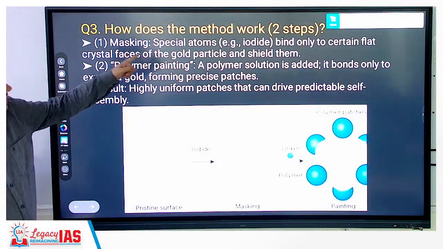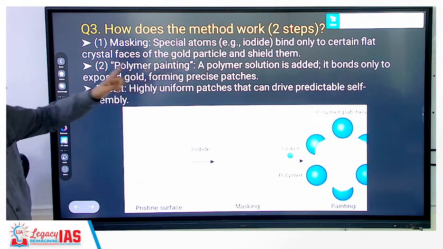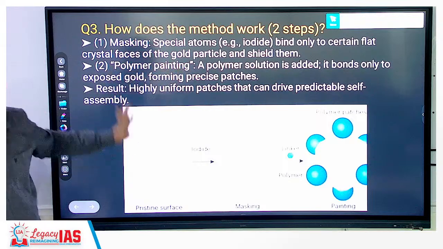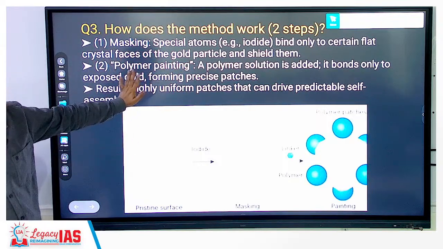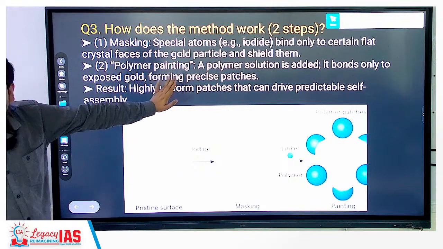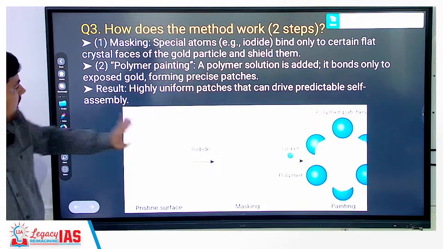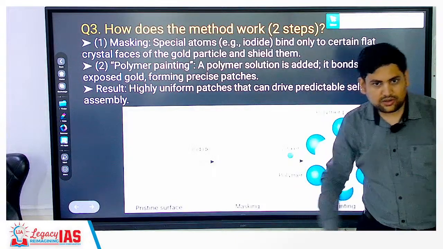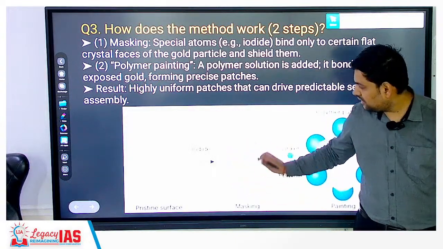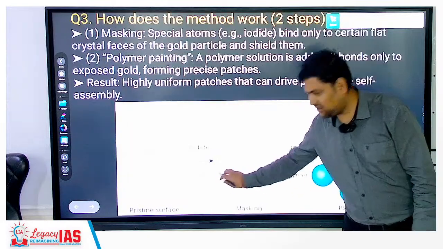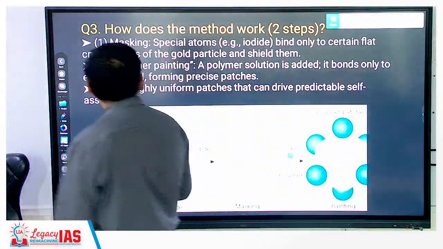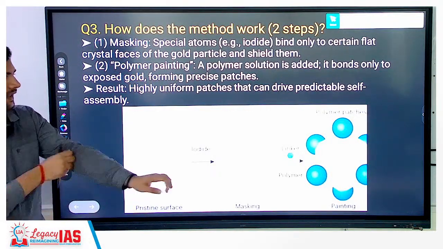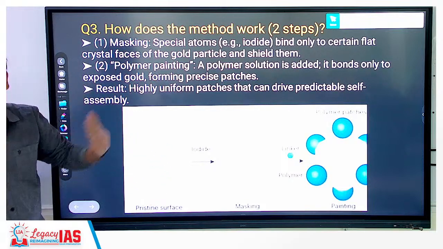Then how does this method work? First is masking. Special atoms, for example iodine, bind only to certain flat crystal faces of the gold particle and shield them. This you can write down. This is the method. Masking, and then polymer painting. A polymer solution is added. It bonds only to exposed gold. Now I can put this entire thing inside a polymer solution also. It won't stick anywhere on the iodine part. It can only stick here, here and here. That's it. So this is the method. This is atomic stenciling. A detailed mains question won't be asked from this. Just this much you need to know.